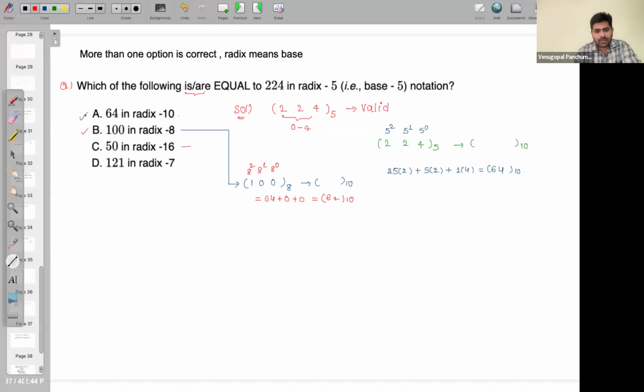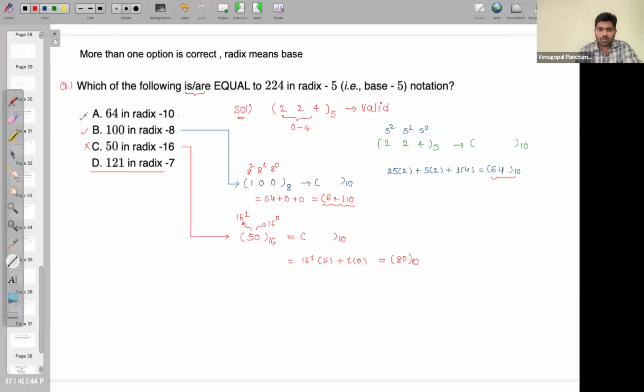Let me check option C. If this has to be correct, then this is 50 and that is in base 16. Now again convert this back to base 10. So this is 16 power 0 and this is 16 power 1. So now when you convert back, this is 16 power 1 into 5 plus 1 into 0. So this is how much? 16 fives are 80. 80 which is in base 10. But is it equal to 64 in base 10? No, right? So option C is incorrect.